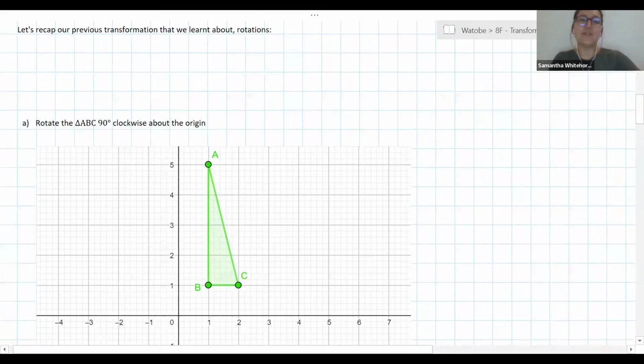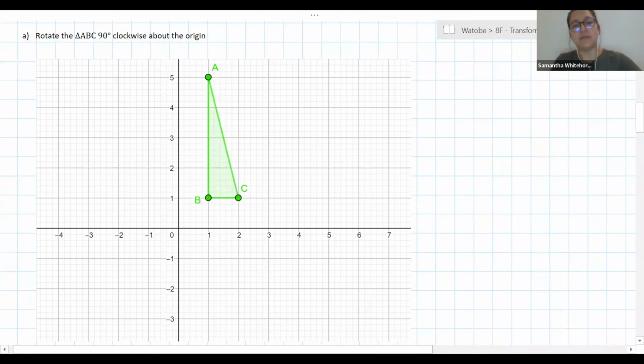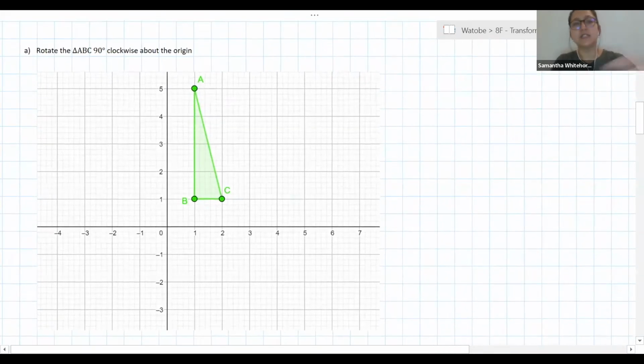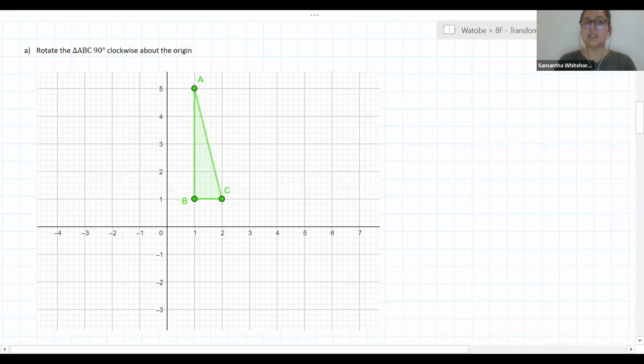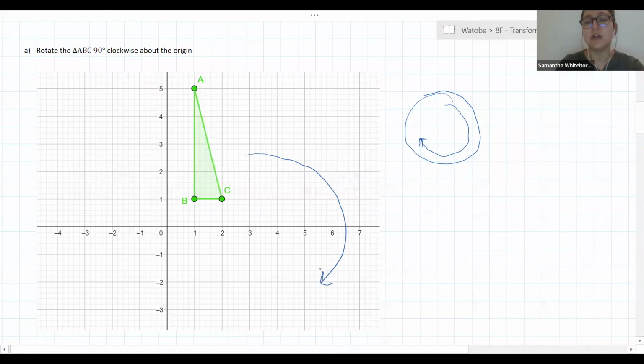Okay, so if we look at our very first example of rotations, we've got triangle ABC, which is the green triangle here, and it's told me to rotate it 90 degrees clockwise about the origin. Now, remember, we need to know what the direction is. If we think about a clock face, clockwise is in the direction that the hands would move on a clock. So if I'm going to move this shape clockwise, I'm having to move it down into this quadrant underneath.